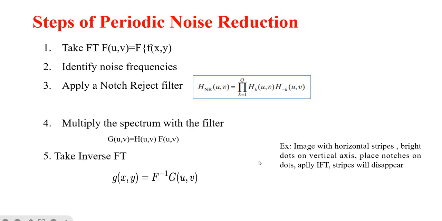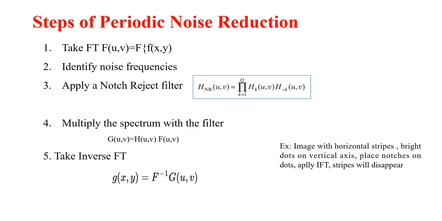One example for this is, suppose you have an image with horizontal stripes. Now in the frequency domain, we will see two bright dots on the vertical axis, and we place notches on these dots. After the inverse transform, the spikes will disappear and the image remains unaffected. This is one example of the steps for the removal of periodic noise.